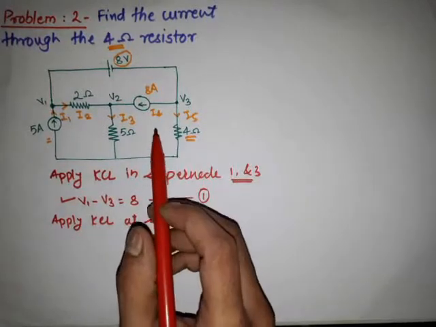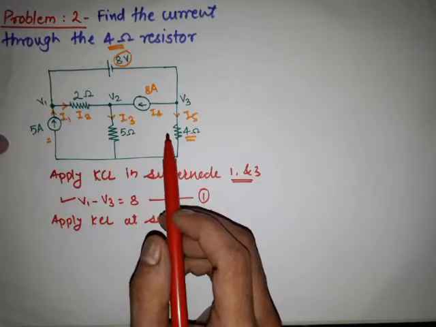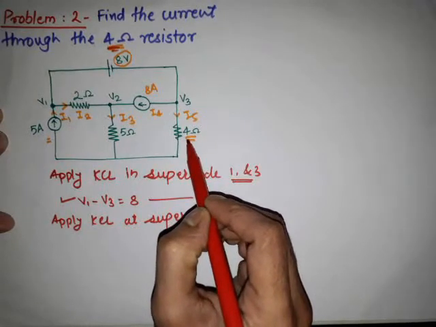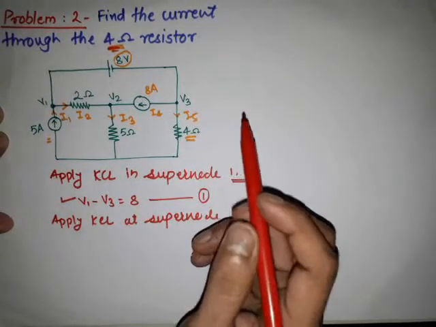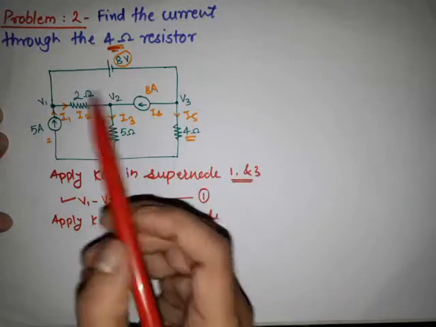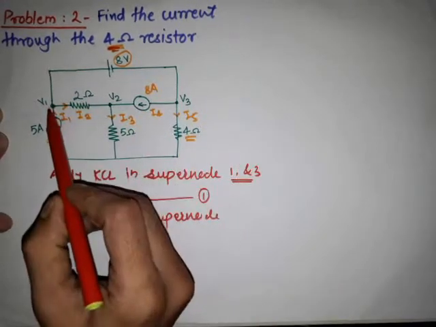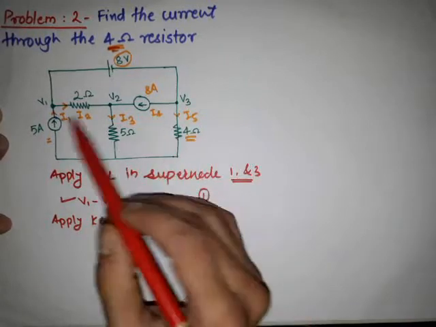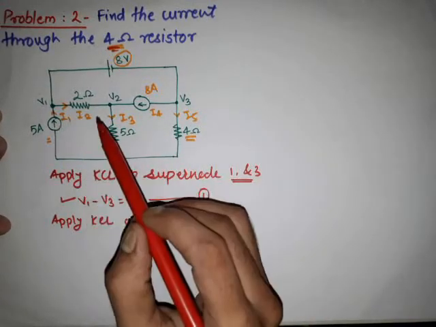The second problem, which is based on the supernode analysis, is we have to find the current through a 4 ohm resistor, that means through this 4 ohm resistor. The first step is we have to consider the different supernodes or different nodes, but here in that circuit the nodes are given, it is V1, V2 and V3, and the next step is we have to consider the different direction of the current.